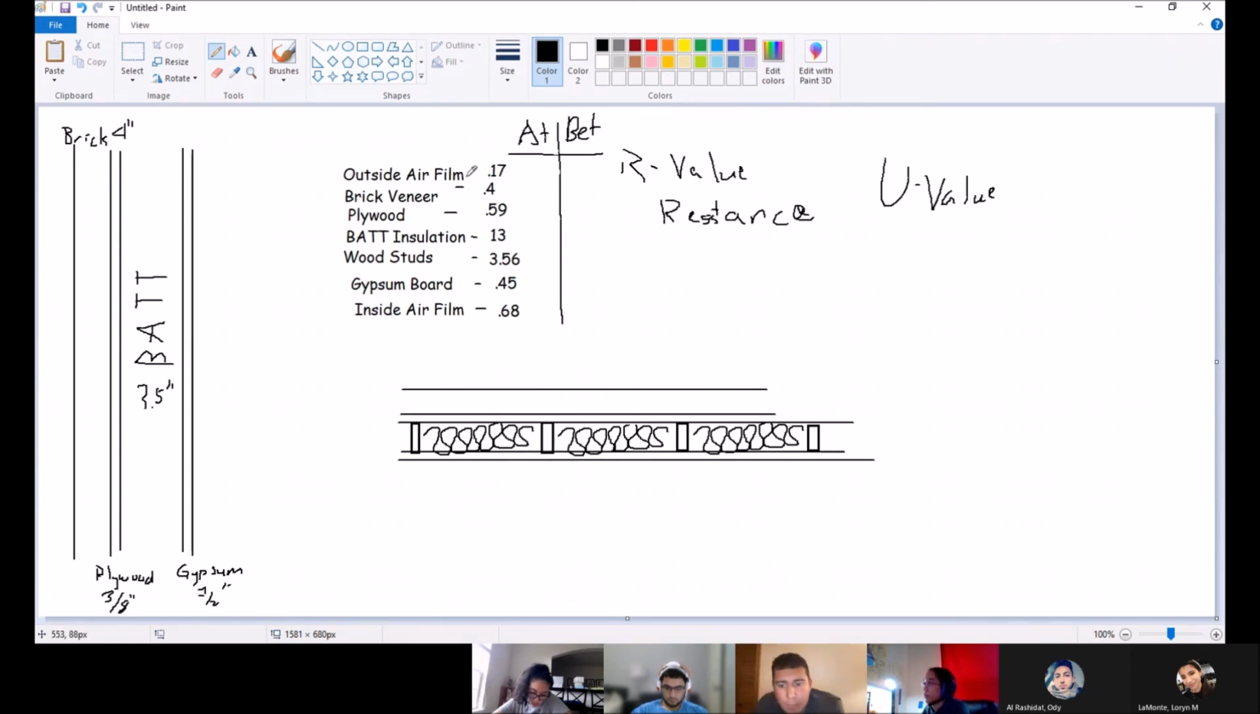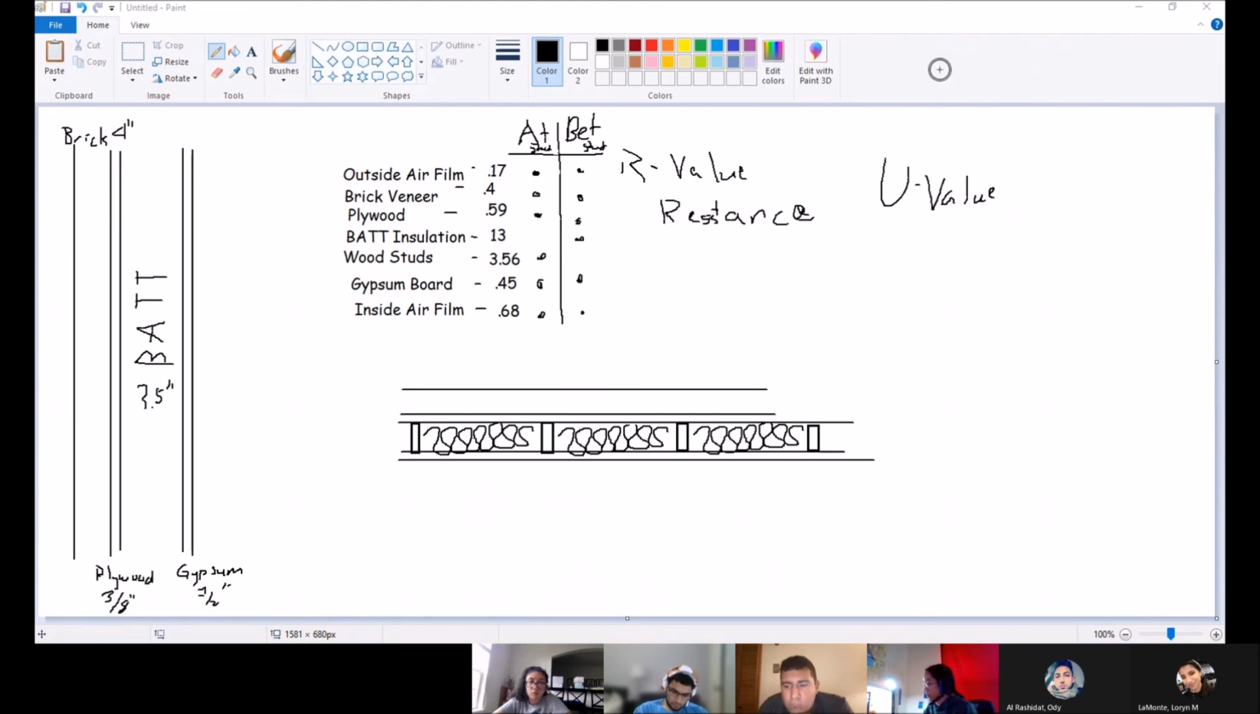Right, so we're gonna have the outside air film, veneer, plywood, gypsum, and inside air for both at and between. So at the stud, we're just gonna say at stud and between stud. At the stud, we're gonna have the wood studs, so we're gonna use that. And between the studs, we're gonna have only the bat insulation. So at the studs, we're not gonna be including the bat insulation, and between the studs, we're not gonna be including the wood studs because it's between the studs.